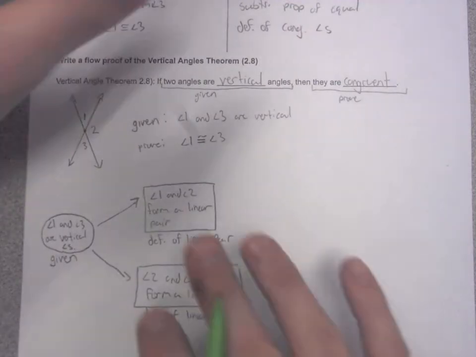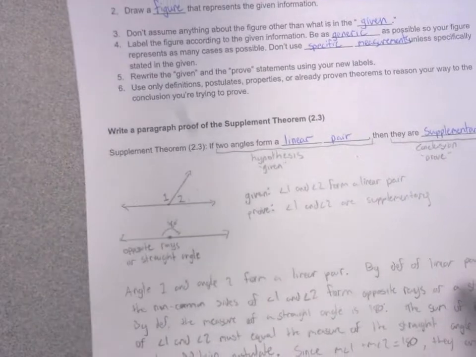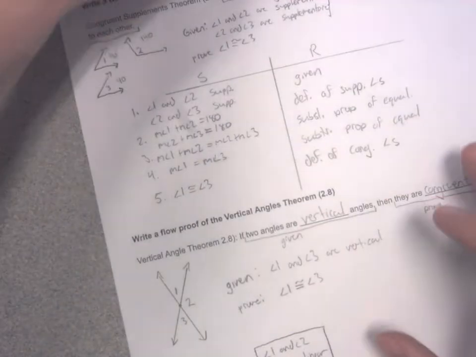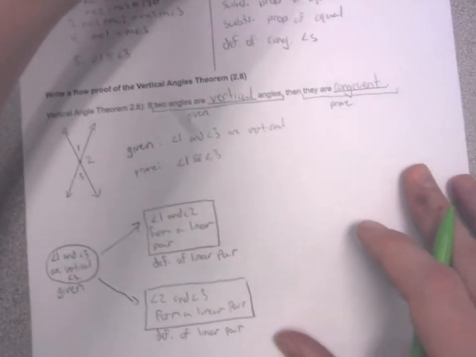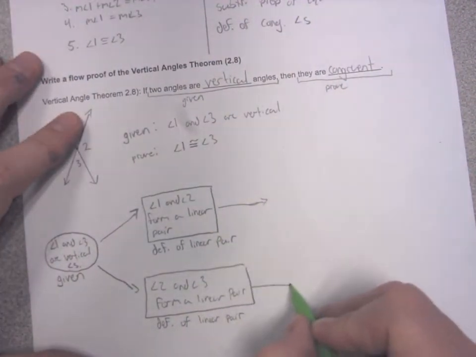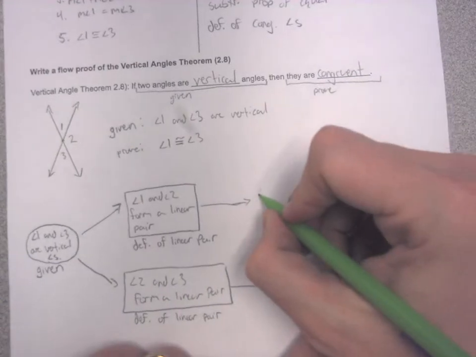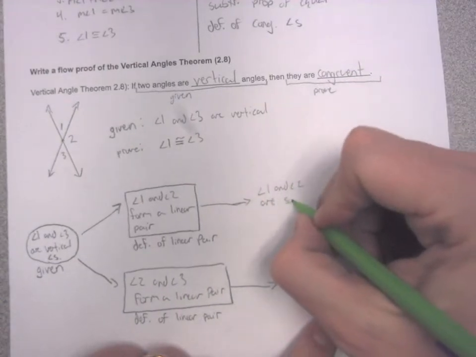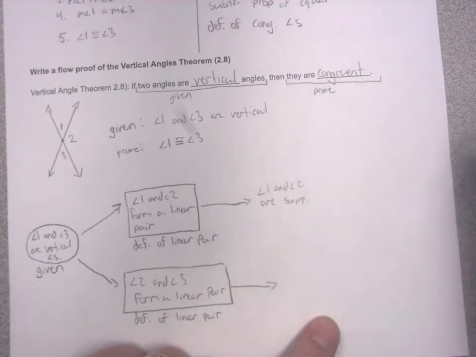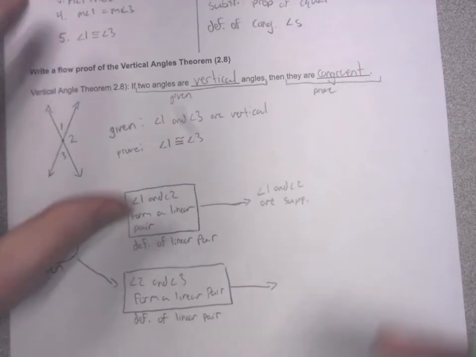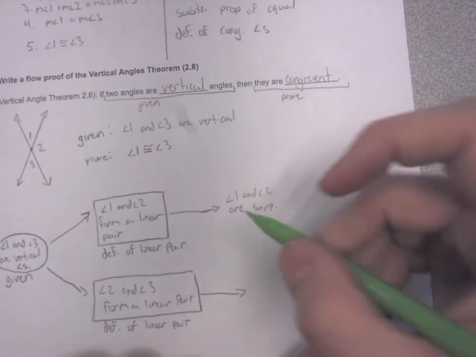Now, we just talked about this idea that linear pairs are supplementary. If 2 angles form a linear pair, then they're supplementary. So directly off of this result and this result, I can say angle 1 and angle 2 are supplementary. I'm going to use an abbreviation there, sup. Now, how do I know that? Well, that's actually a theorem that we just proved. It was called the supplement theorem.